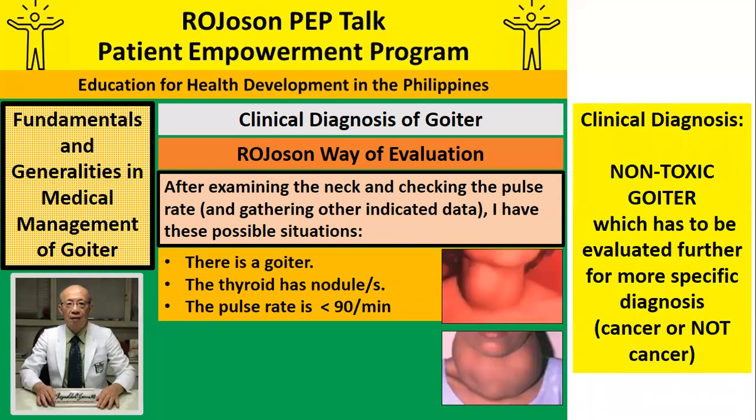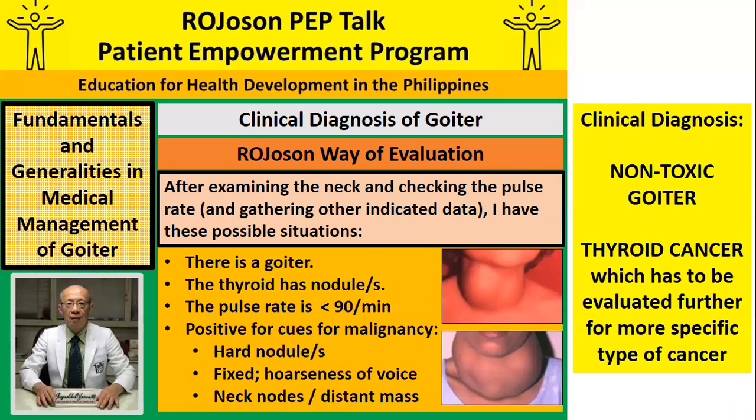There is goiter. There are nodules. The pulse rate is less than 90 per minute. The clinical diagnosis is non-toxic goiter, but which has to be evaluated further for more specific diagnosis, specifically whether cancer is present or not.